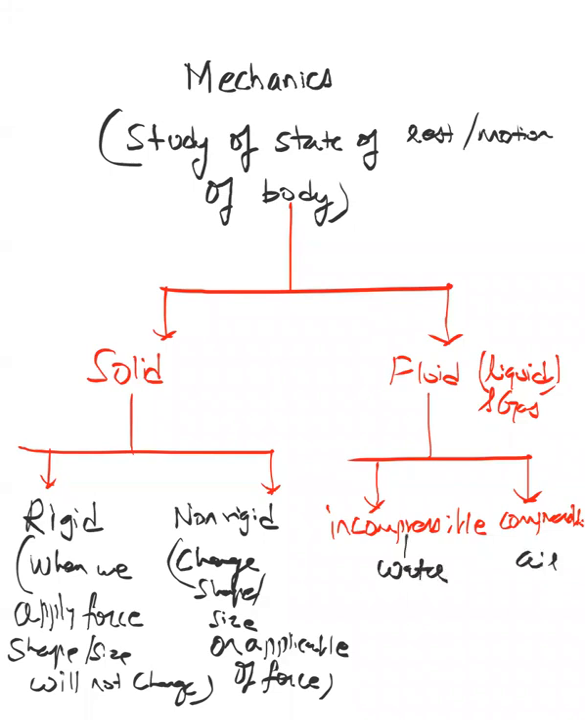Now I'll tell you further classification. So further classification is when we come to rigid and non-rigid. Again I'll rewrite it here because I have to continue from here. Rigid and non-rigid. And here I have written incompressible and compressible.